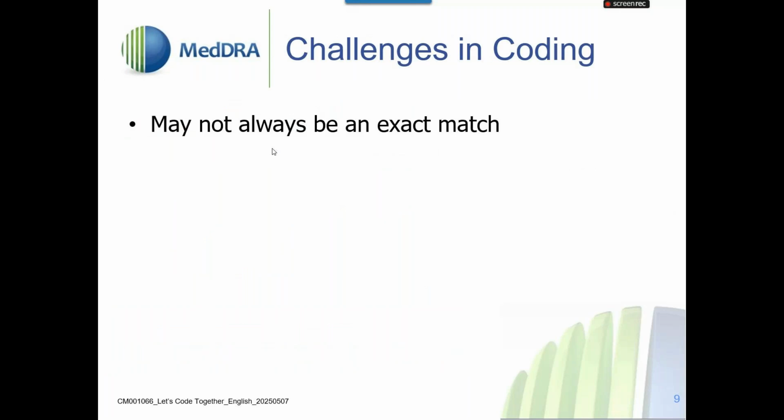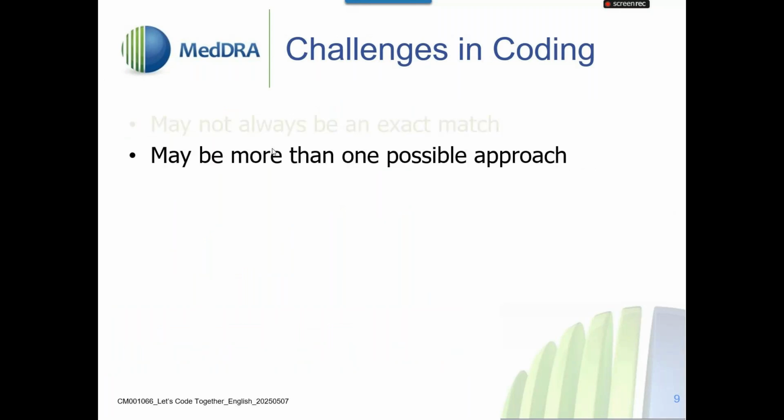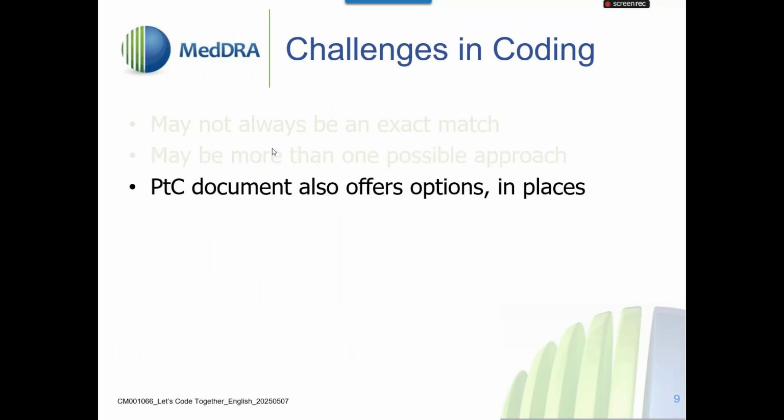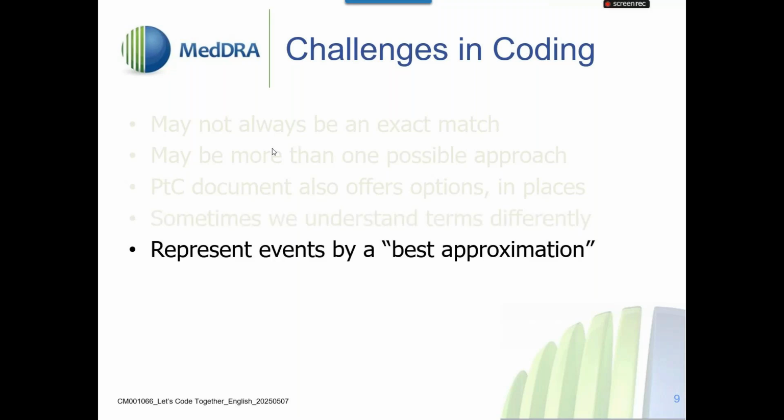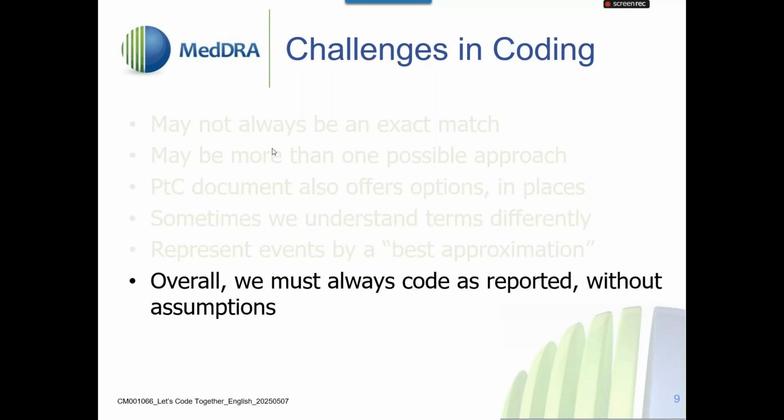So coding can be challenging. Sometimes there's not an exact match. Sometimes there's more than one possible approach, as we'll see today. Even the points to consider sometimes give options. And sometimes it's a case that we understand the term differently, especially if the terms are poor quality in their reporting. What we do in coding is that we represent those events by a best approximation. But overall, we try never to make assumptions. We always code as reported.